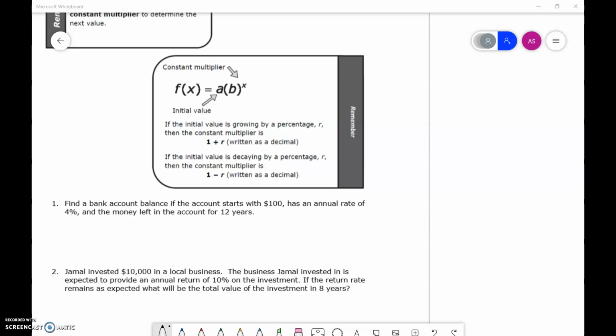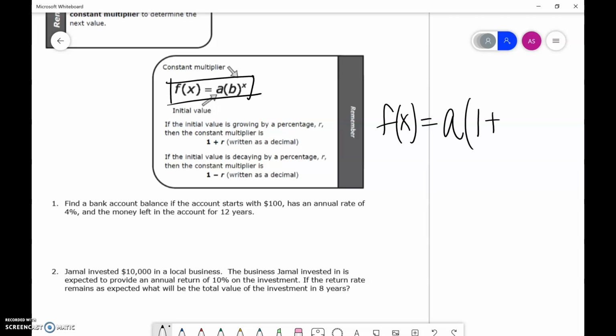Hey guys, so today we're going to be talking about exponential growth and decay word problems. If you remember from a few weeks ago, we talked about our exponential decay formula, and we used f of x equals ab to the x, where a is our initial value or our y-intercept and b is our growth or decay factor. What's going to happen now is your situation is going to be either going up by a percentage or going down by a percentage, in which case we're going to be using this formula here.